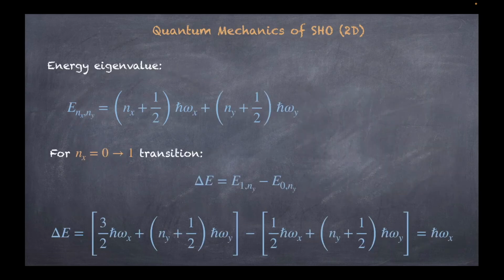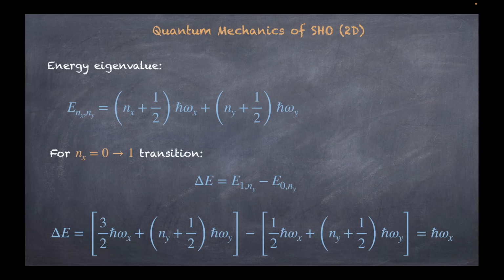Okay. Now for a 2D harmonic oscillator, that means there is one harmonic oscillator along the x direction and another harmonic oscillator in the y direction. These two are independent, not interacting with each other. For this case, the energy eigenvalue will be the summation of the energy eigenvalues of both harmonic oscillators.